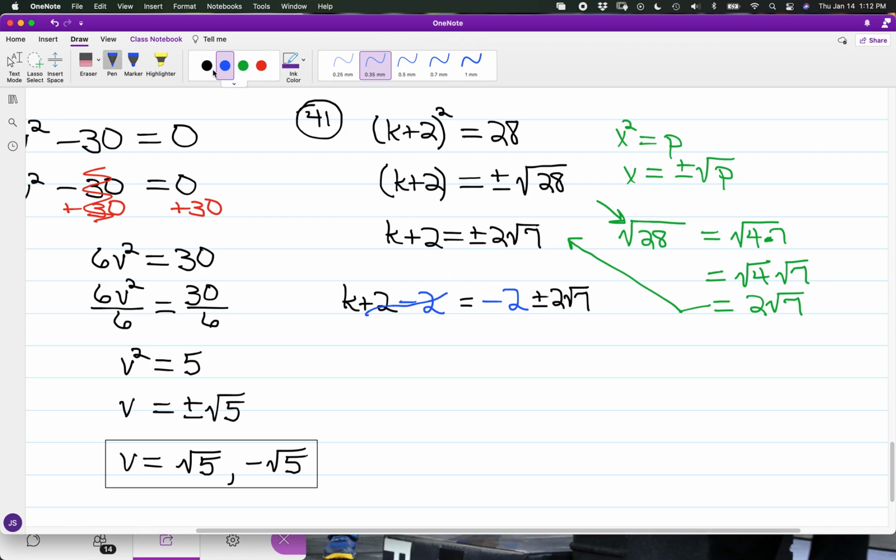So these cancel out on the left. If we express in compact terms, k is equal to negative 2 plus or minus 2 times the square root of 7. And if you itemize the solutions, leaving an exact form, we have negative 2 plus 2 times the square root of 7, as well as negative 2 minus 2 times the square root of 7.